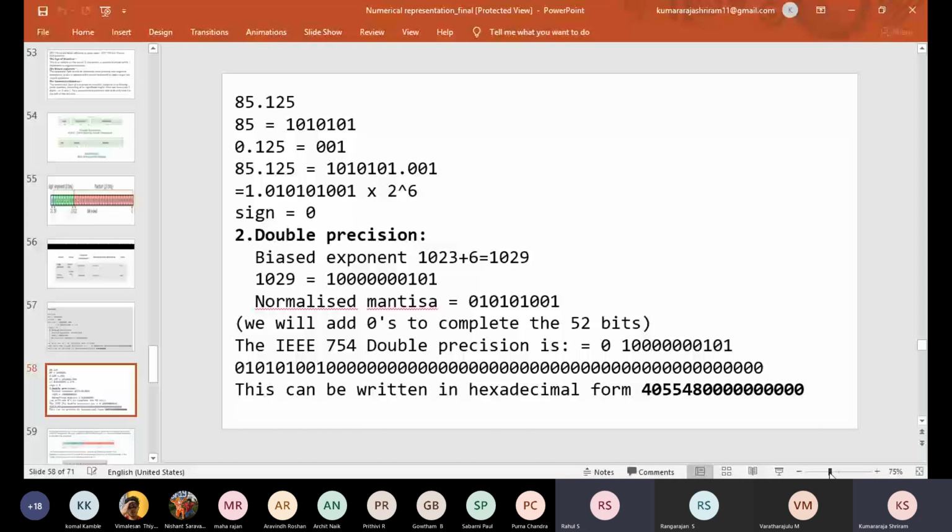We'll put it all together: sign, exponent, and the fractional part. The sign remains 0. The exponent part is the binary of 1029, and for the remaining fractional part, since it should be 52 bits, we pad up to 52 bits, then convert it to hexadecimal form. Okay, next slide.